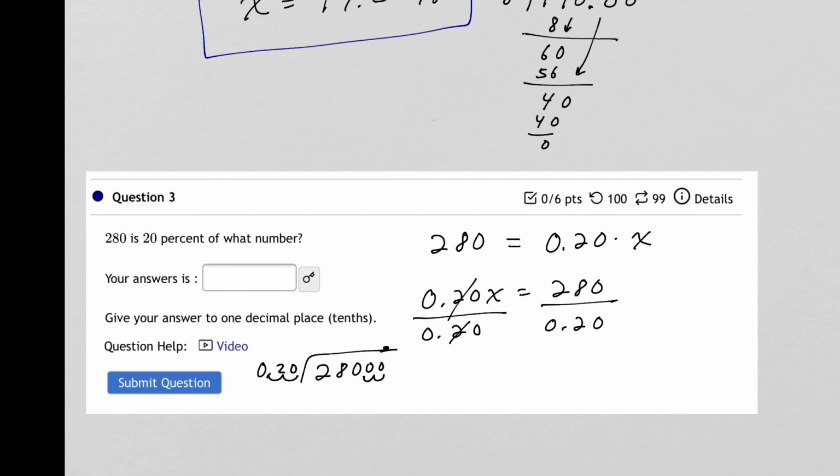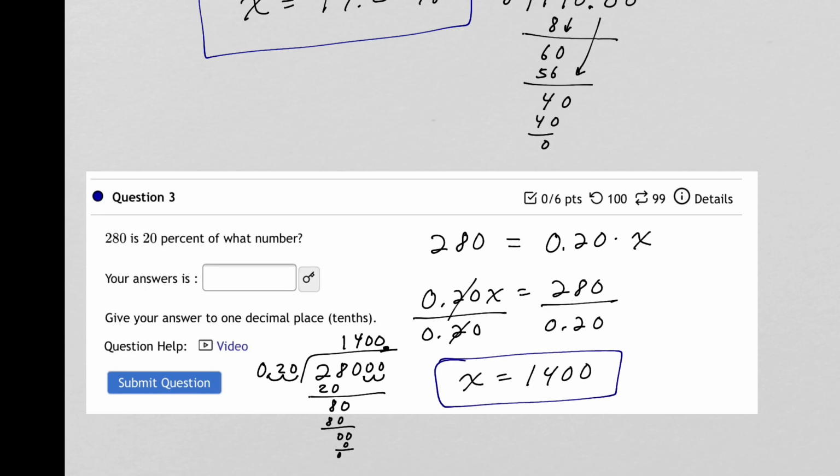So 20 goes into 28 once. So 1 times 20 is 20. I subtract. This is going to be 8, 0. 20 goes into 80 4 times. I multiply, I get 80. Subtract, bring down another 0. 20 goes into 0, 0 times. I'm going to get another 0 there, and then I have to put another 0 there, right? So it looks like x in this case is going to be 1400. And that would be our answer.